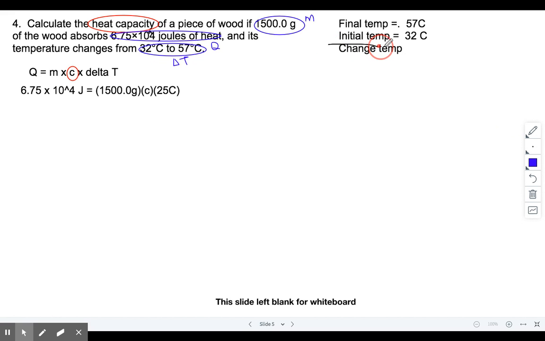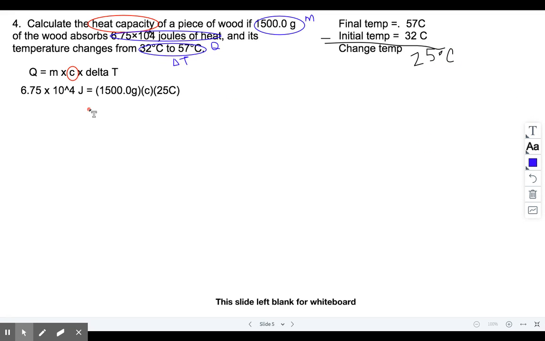Okay, I'm going to subtract those two. That's very ugly. This one is subtract the 57 minus the 32, and that's going to give us 25 degrees Celsius. So that's where I came up with that 25 degrees Celsius in the equation.